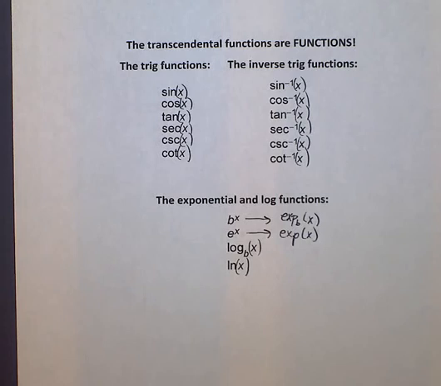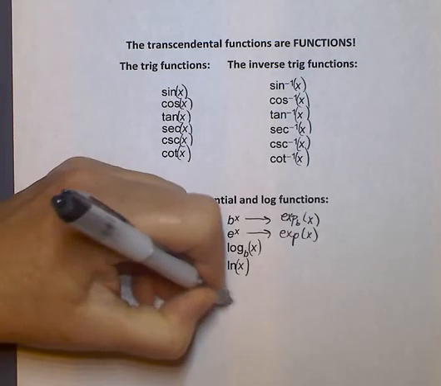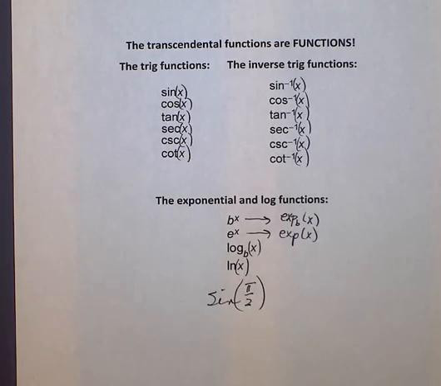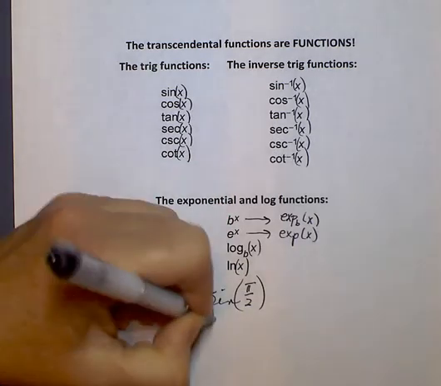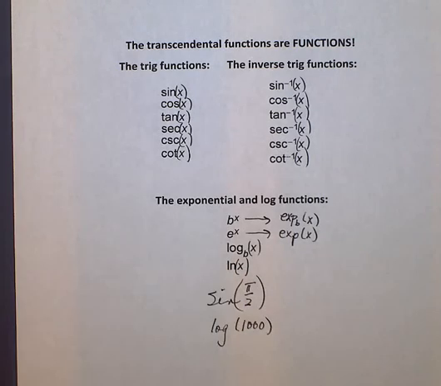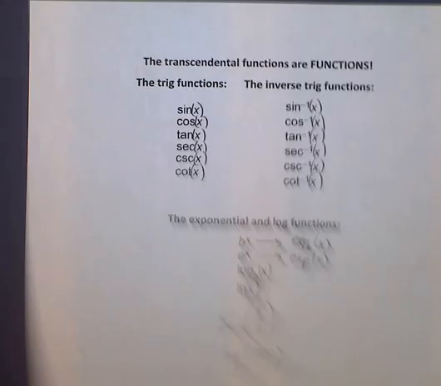It would help us a lot if we could remember to always read trig, inverse trig, and log functions with the word of. Sine of pi over 2, for example. Or log of 1,000, for another example. This would avoid us making the beginner's mistake that is shown here.